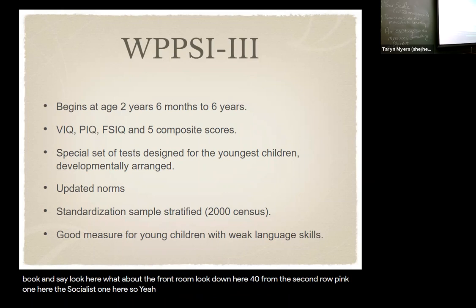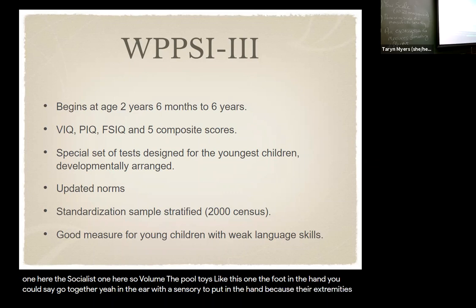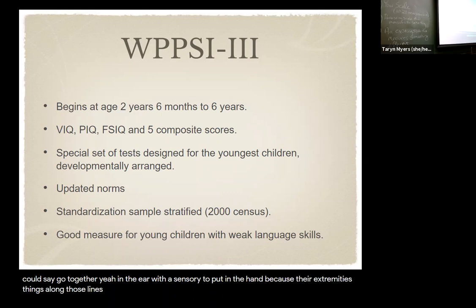I guess there's stuff about different kinds of toys. Like this one, a foot and a hand you could say go together, or the eye and the ear, because they're sensory. The foot and the hand, because they're extremities, right? Things along those lines. One of the samples is alligator and turtle, and you would say the alligator goes with the turtle. They're both animals. Let's try another one.